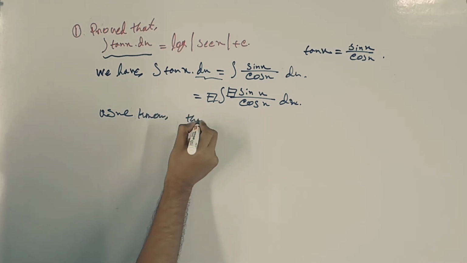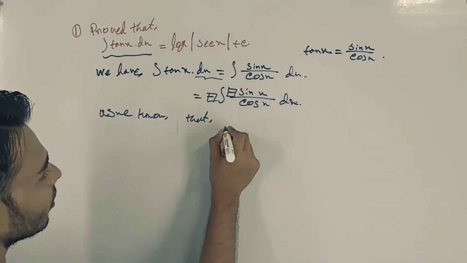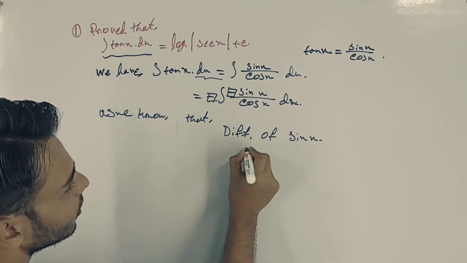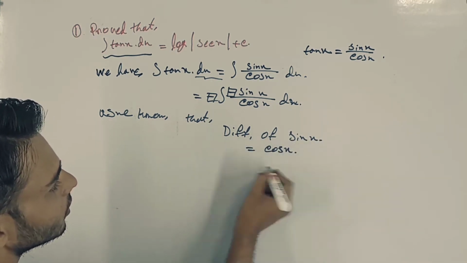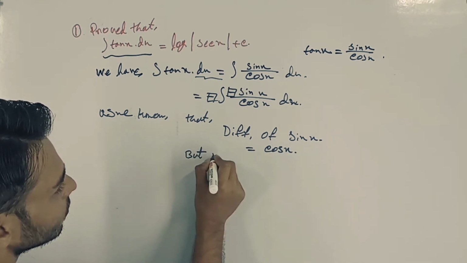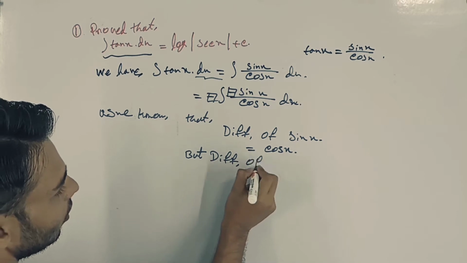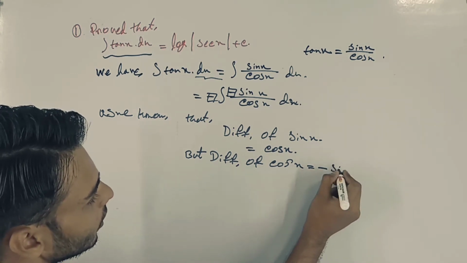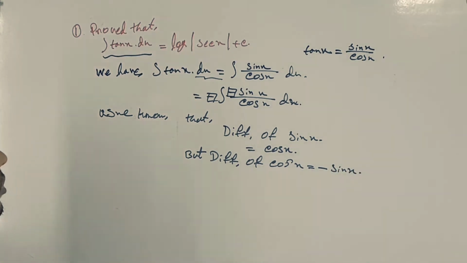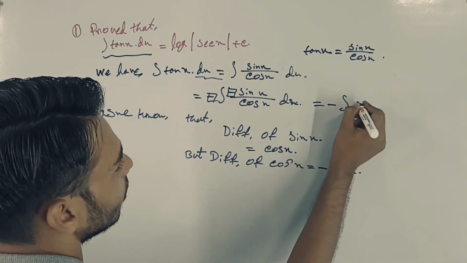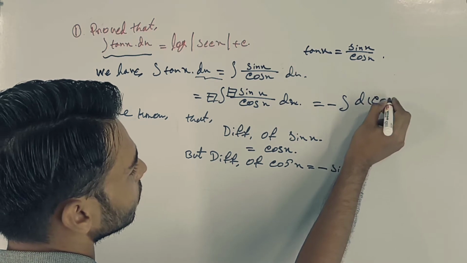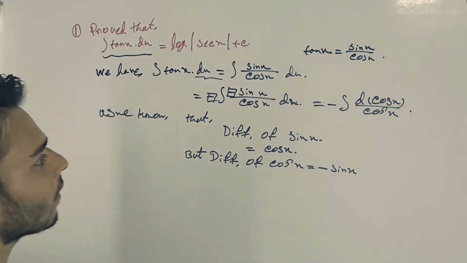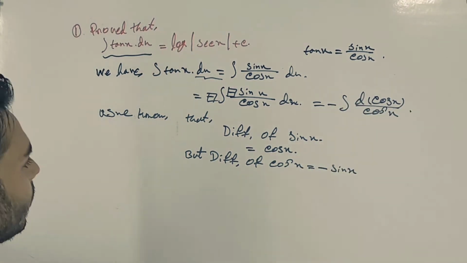So now, as we know, you can also say that derivative. The derivative of sin x equals cos x. Here we have no plus minus function, so plus and plus is coming. But if the derivative of cos x is minus sin x, this minus is important, so we can write minus of the integration of d of cos x by cos x. It's a very normal function.